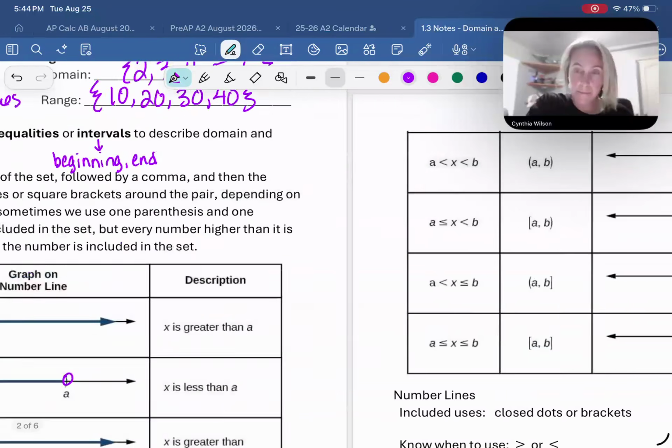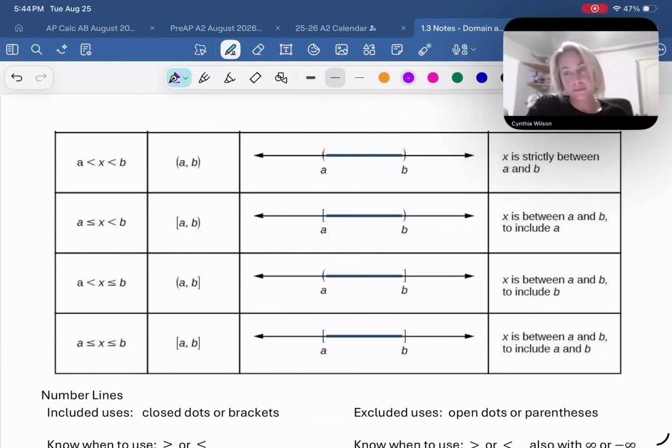Okay, flipping page. Give me 1 second. My dog is like crying out there.